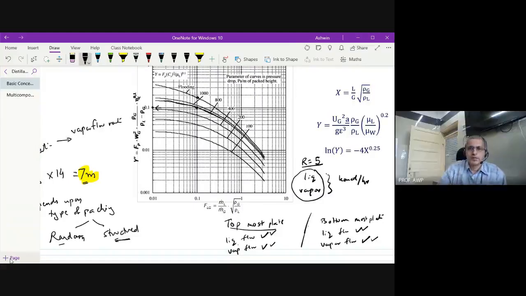Okay. So if my point, let's say, is somewhere here, this point, let's say, is near the bottom of the column, and let's say this point is somewhere near the top of the column. Do you agree with that? Yes, sir. Now, how to find the diameter?